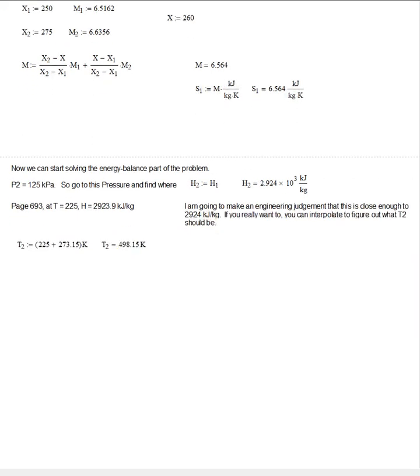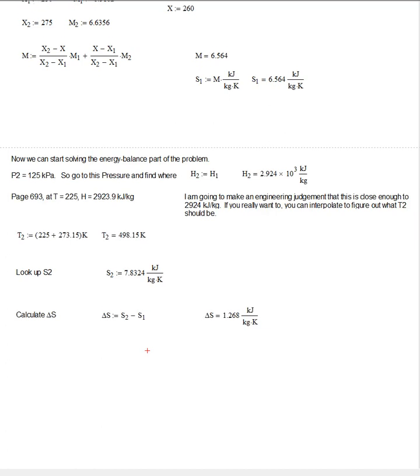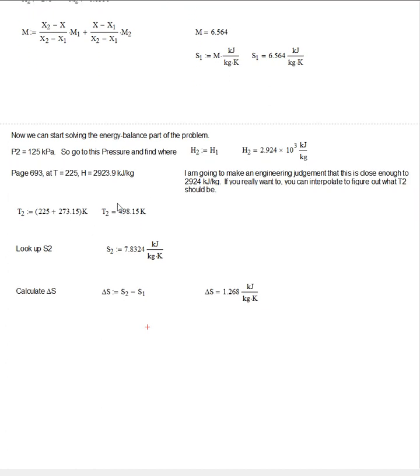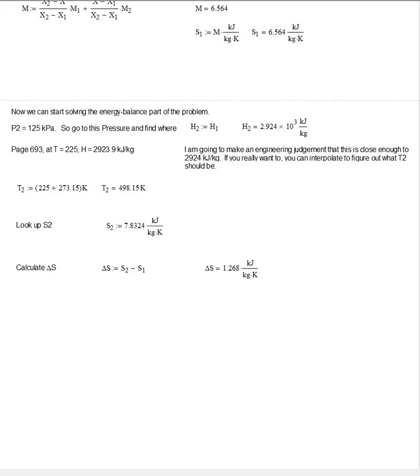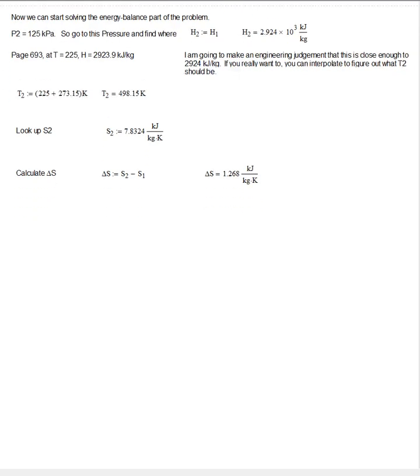All right, so what we can do then is just look up. Remember, the next thing we have to do is calculate our delta S. So we're just going to assume, again, 225 degrees C. We look up the value for S2, calculate delta S, and we get 1.268 kilojoules per kilogram Kelvin. So these are the answers: 498.15 Kelvin, or 225 degrees C, and 1.268 kilojoules per kilogram Kelvin. That's the answer to the first part.